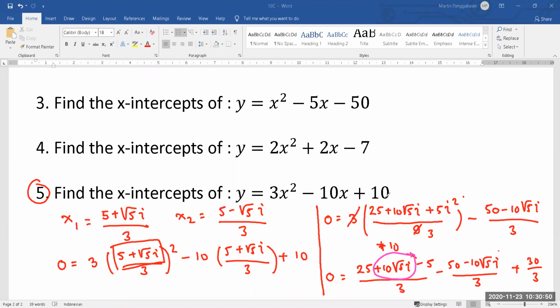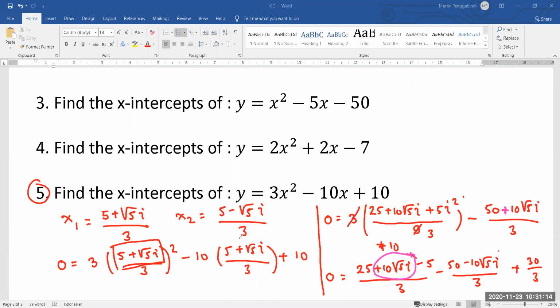Okay, wait. It seems there is something wrong here. Let's check. 5 square root. Oh, why do I use this? Okay, actually I use plus, not subtraction. So it suddenly becomes negative 10.